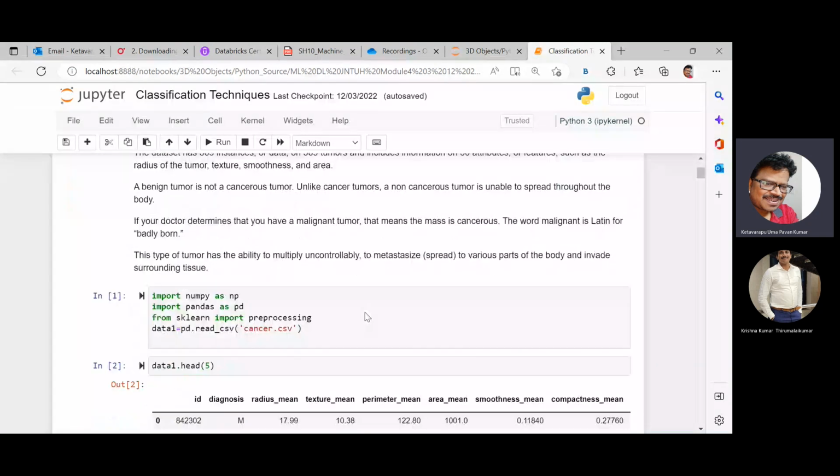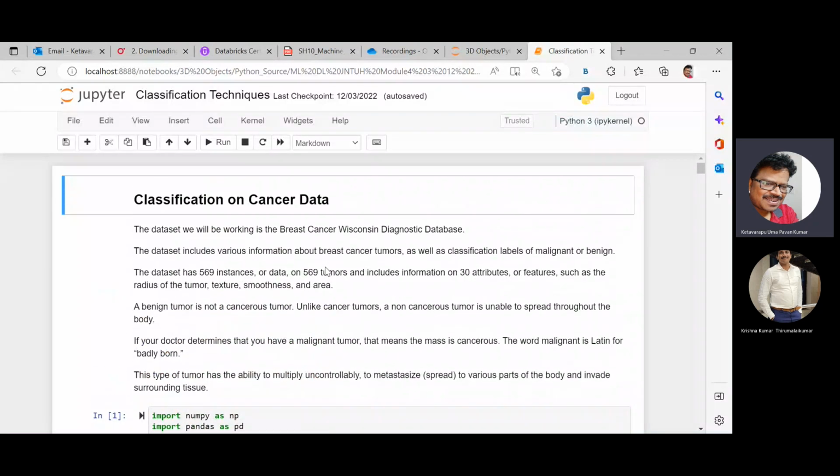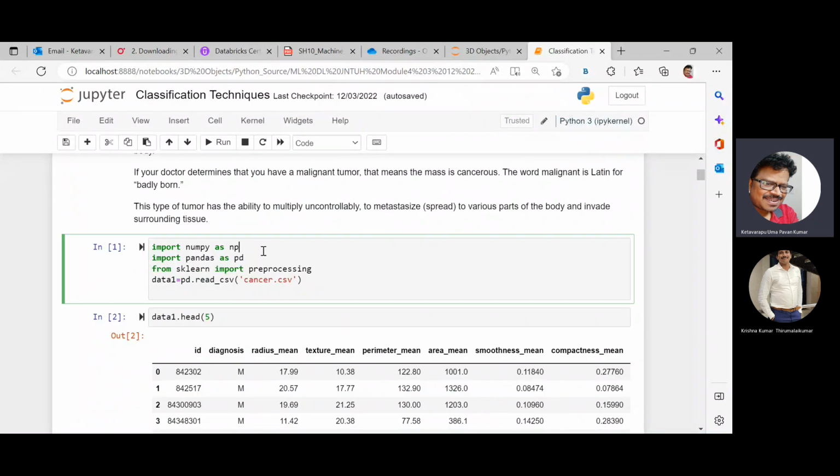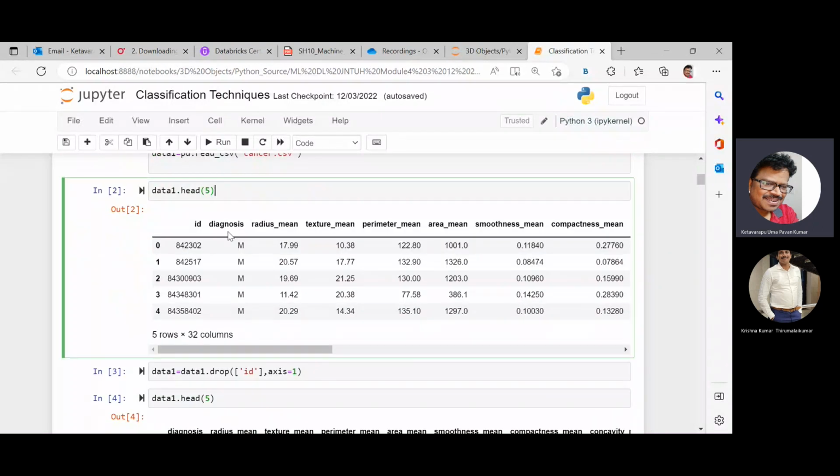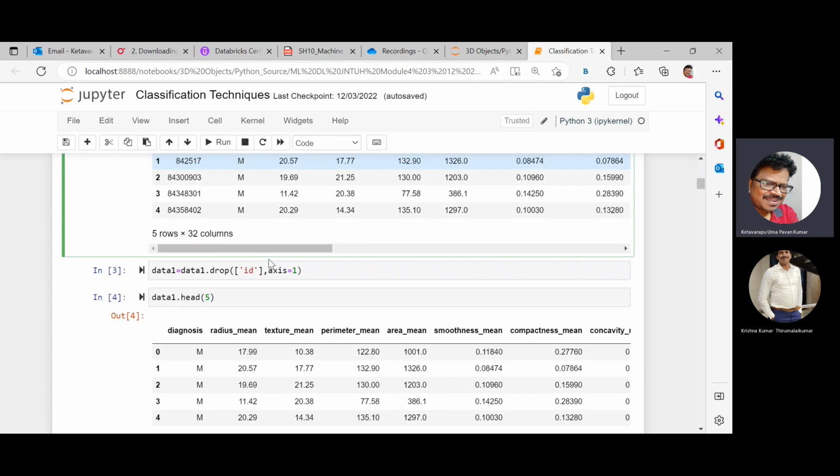Now, initially, this is cancer data, where generally all these particular datasets are available on Kaggle. The most commonly used libraries are NumPy, pandas, and scikit-learn. Within scikit-learn, we have the pre-processing tools, and we are reading this data with read_csv, whatever dataset we have. Now head just gives the first five rows, and tail gives the last five rows.